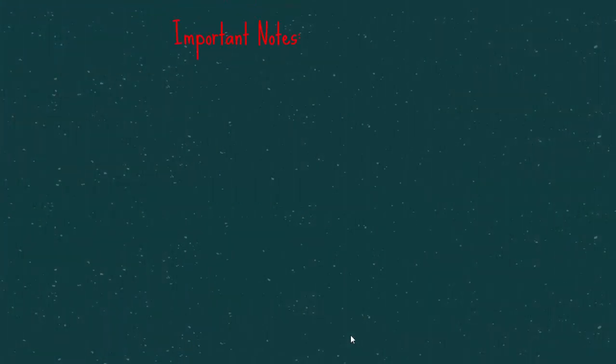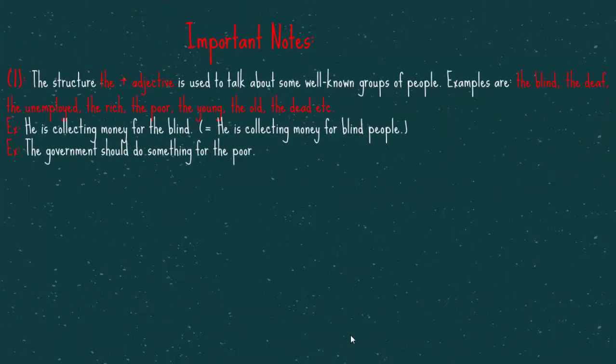Important notes. The first one, the structure the plus adjective is used to talk about some well-known groups of people. For example, the blind. By this I mean blind people. The deaf, I mean deaf people. The unemployed, I mean those people without work, and so on. The rich, the poor, the young, the old, the dead. For example, he is collecting money for the blind. The government should do something for the poor.